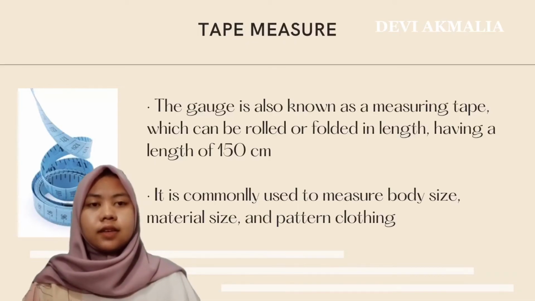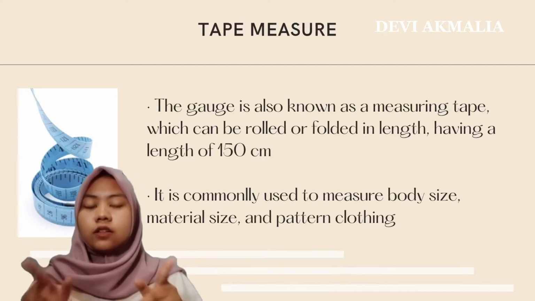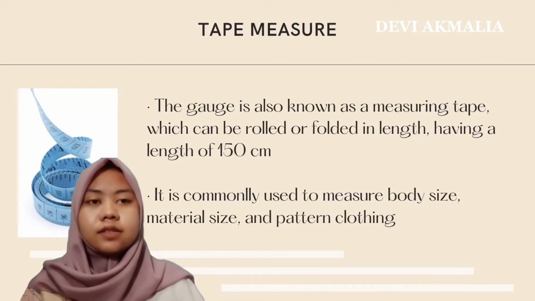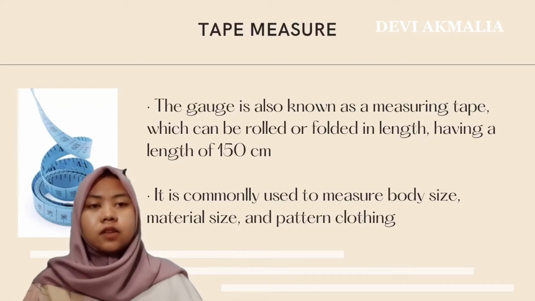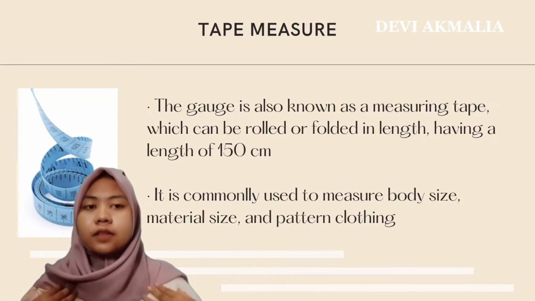The gauge is also known as a measuring tape, which can be rolled or folded, having a length of 150 cm. It is commonly used to measure body size, material size, and clothing patterns.